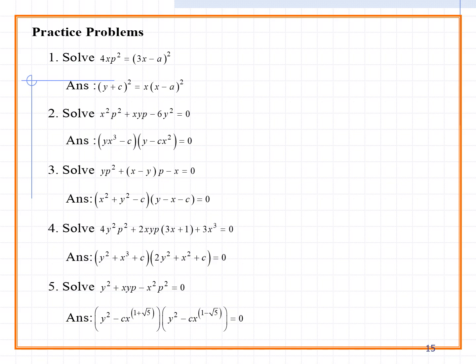Now we can see the practice problems. So there are 5 problems. These are the practice problems. You can do that.